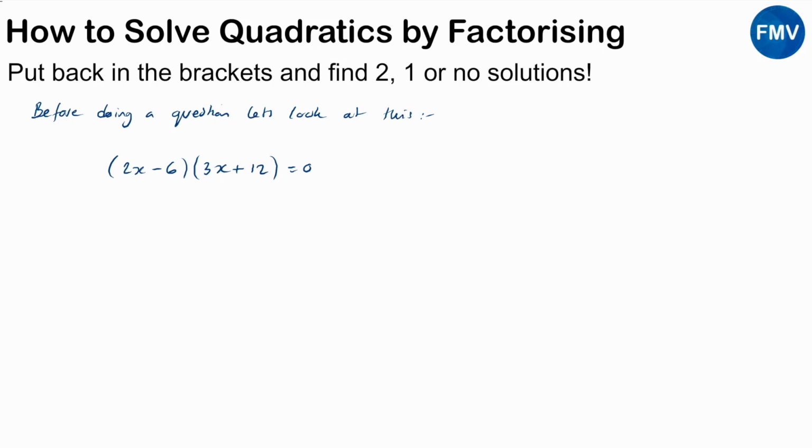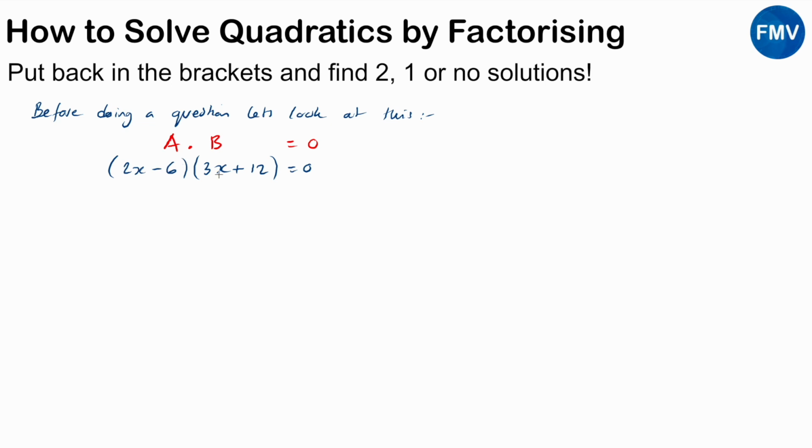So welcome back. We're now looking at solving a quadratic by factorising. If we look at this question here that has been factorised, it's been put back into the brackets, we need to make this equal 0. So this is the same as saying A multiplied by B equals 0.